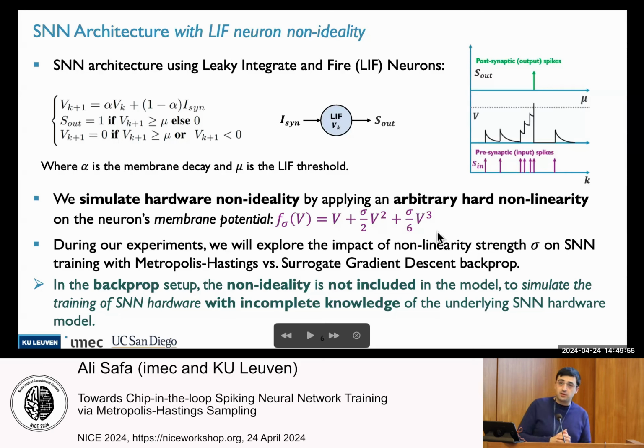What we'll do in our experiments is study the behavior of Metropolis-Hastings for training this SNN as we increase the non-ideality degree of the leak integrate and fire neurons, with regard to the standard way a leak integrate and fire neuron should work. And we'll compare that, of course, to the backprop setup, as I said.